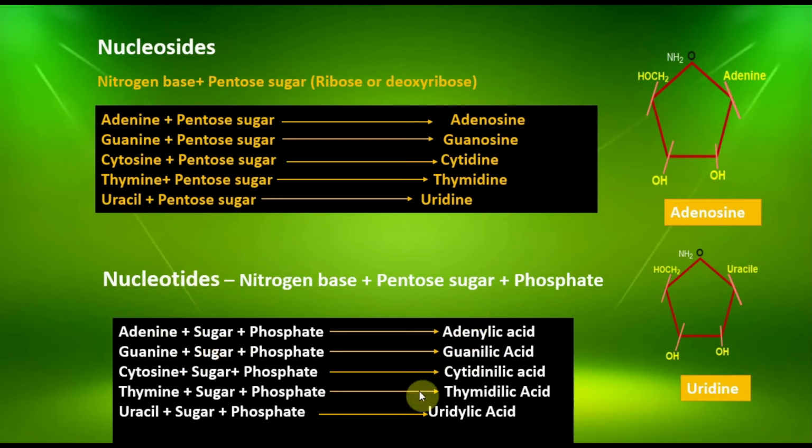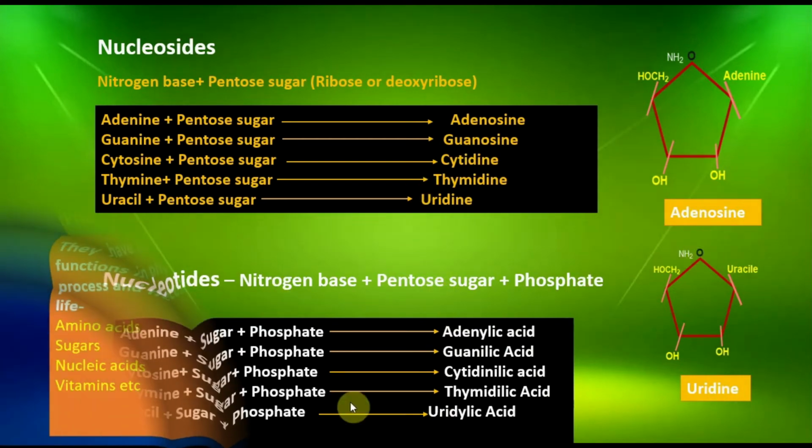So these are the 4 different types of nucleosides. This is the adenosine and this is the uridine. Both are nucleosides. When these nucleosides combine with the additional phosphate, they form nucleotides.